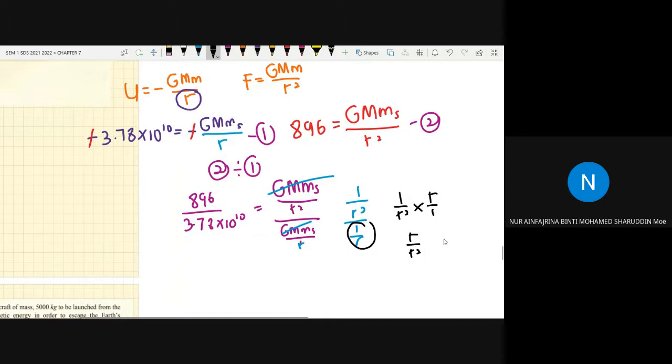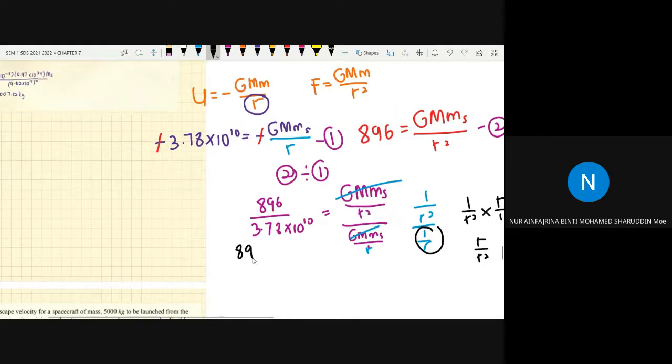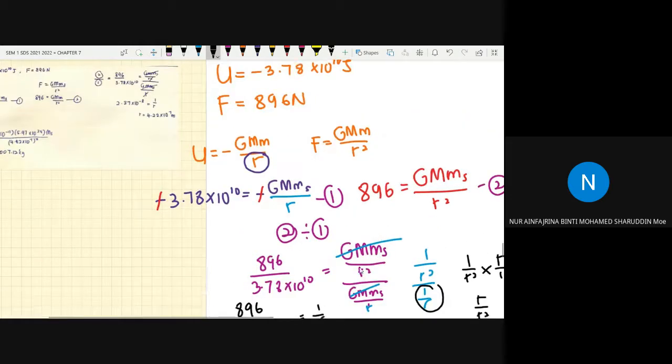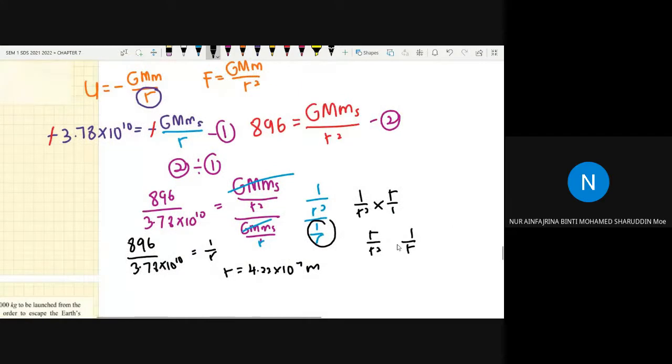Miss rasa cara Miss agak susah. So, if you guys found a better way, guna cara awak. So, awak akan dapat 1 over R. So, bila 896 bahagi dengan 3.78 times 10 to the power of 10 equals to 1 over R. Jadi, R awak akan dapat 4.22 times 10 to the power of 7 meter. So, like I told you before, if you got better way, then use that way.